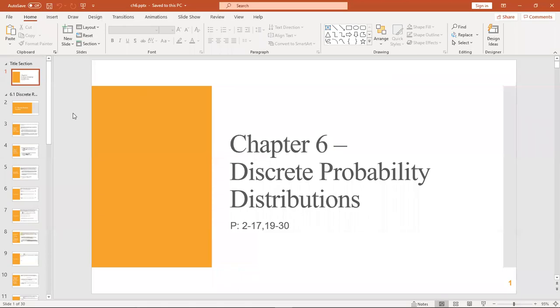Today we're going to start chapter 6, which is about discrete probability distributions. The thing to recall is that discrete variables are numeric, and in particular, these are variables where the possible outcomes are not going to be decimals and they are not going to be fractions. Put another way, these are variables that are countable.